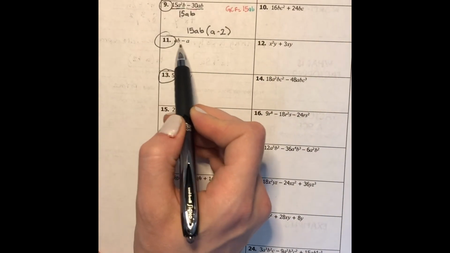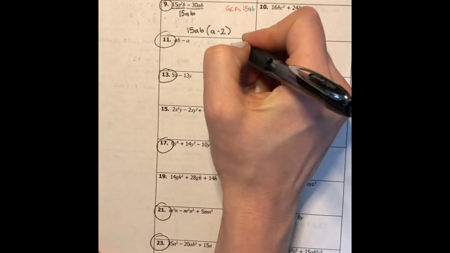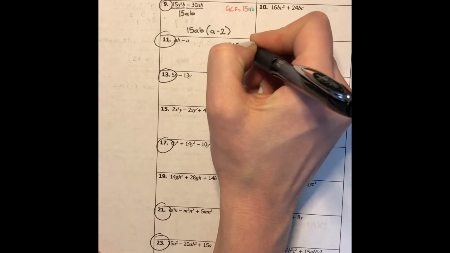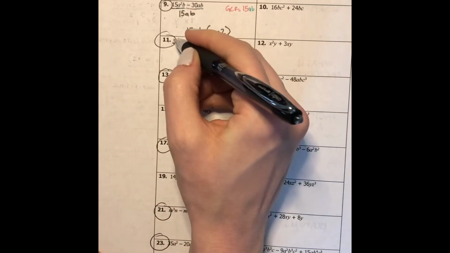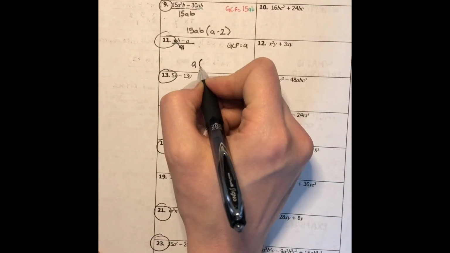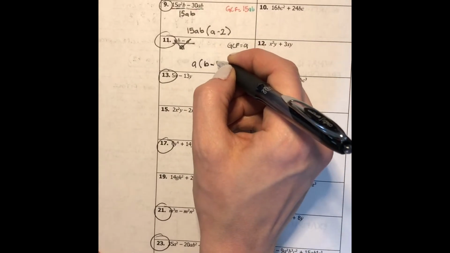With this one, the only thing that changes is we no longer have coefficients. So our GCF is just a. When I divide this by a, these cancel out and I'm left with b. These cancel out and I'm left with minus 1.